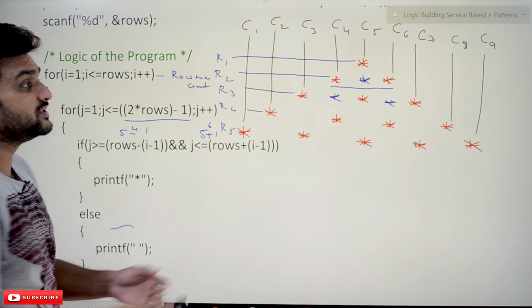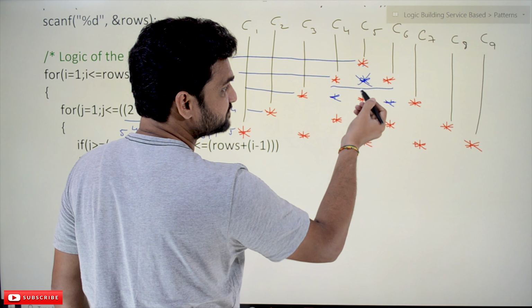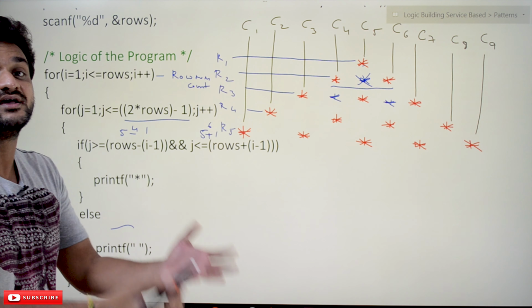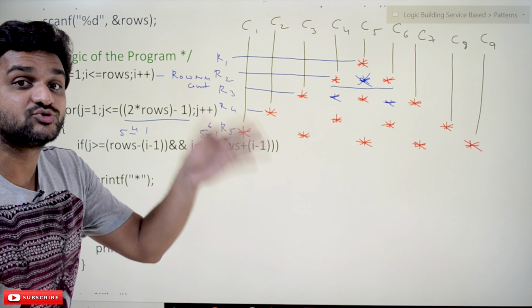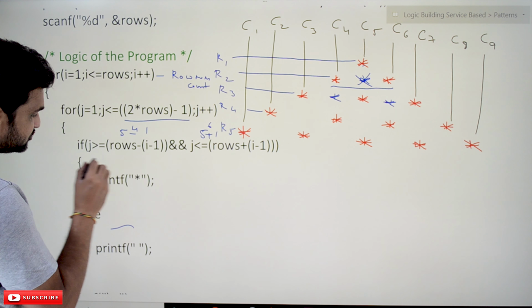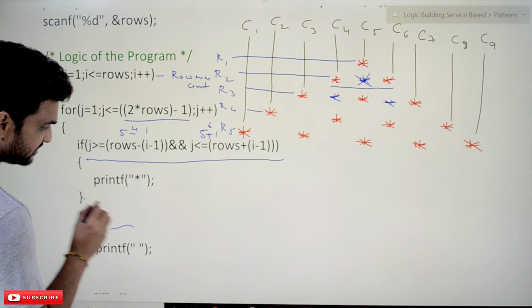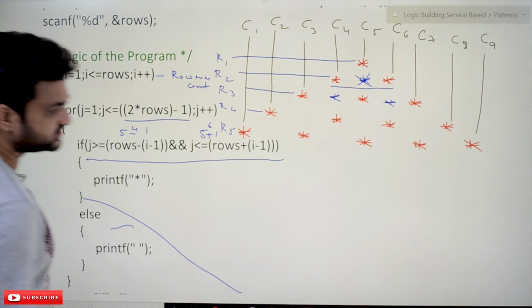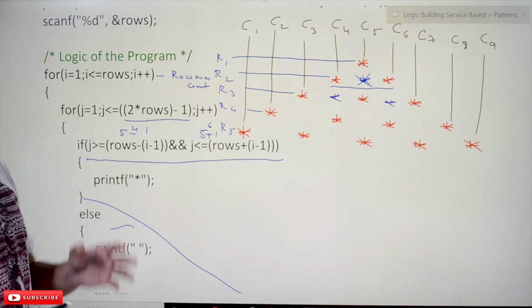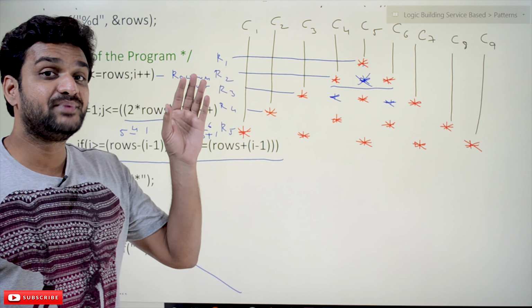What conditions are to be applied? First we have to print a star, later a space, and later a star. That condition has to be applied, which means this if statement has to be changed. We are going to change how the changes are made, what analysis we do, and based on that analysis how the if conditions get implemented, which we will try to understand.